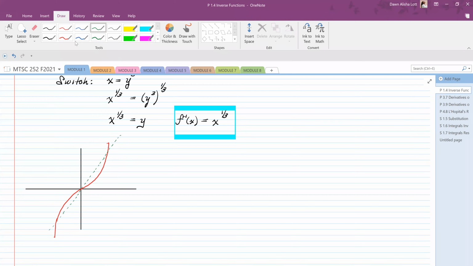So the red is f of x equal to x cubed. And then I'm going to flip this over. And the blue is f inverse of x, which is x to the 1/3. So graphically, in order to find your inverse function, you just want to flip it over the line y equals x, because that's what we did. We changed y and x.